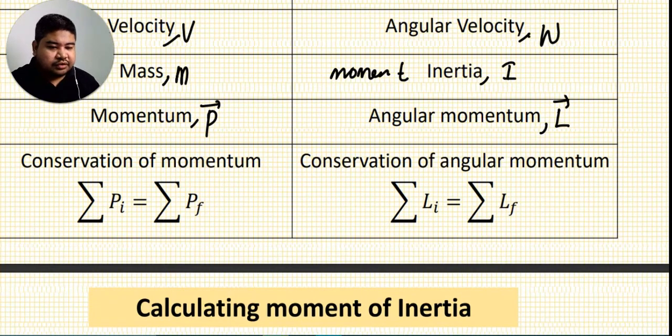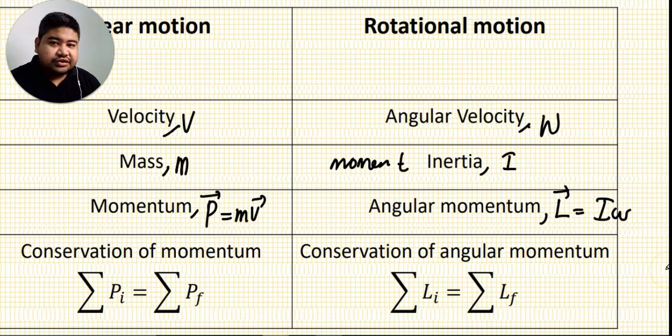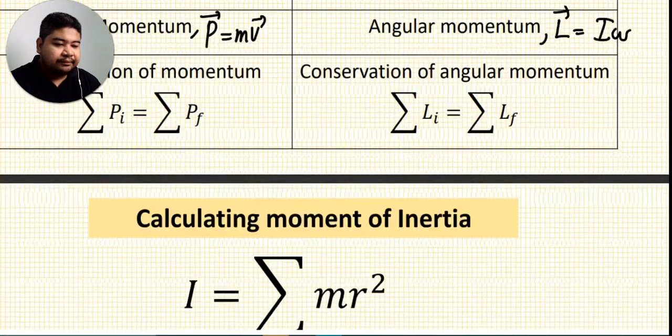Because the equation for momentum is P equals mv, the equation for angular momentum is going to be L equals I omega, where m is replaced by I, and the velocity is replaced by omega. So that is how we calculate the angular momentum of a spinning body. But before we continue the discussion on conservation of angular momentum, I'm just going to do a quick revision on how to calculate the moment of inertia.